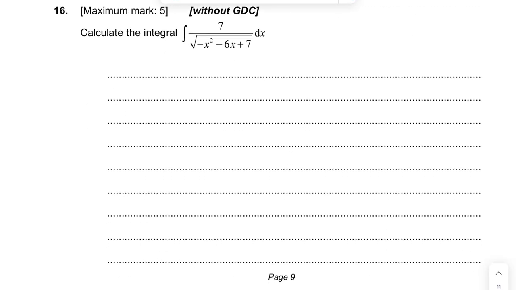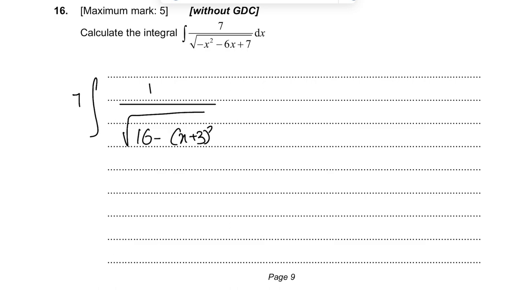Next, question number 16. I cannot factorize it. So rather than factorizing it, what am I doing? If at all I factorize also, I cannot convert into partial fractions. So square root of, I'm directly writing it over here, 16 minus (x plus 3) whole square dx. So it is sine inverse of (x plus 3) upon 4 plus C.